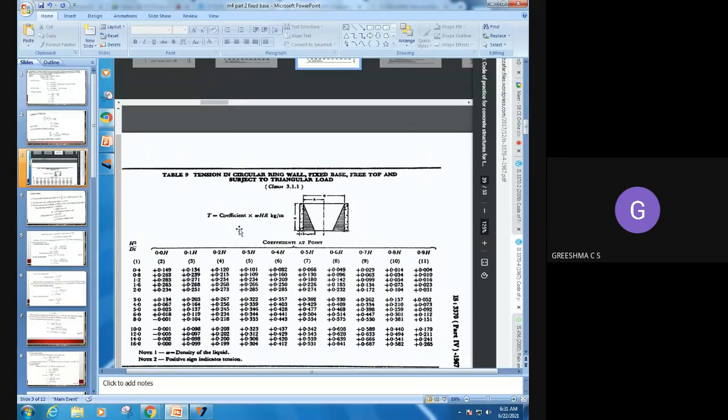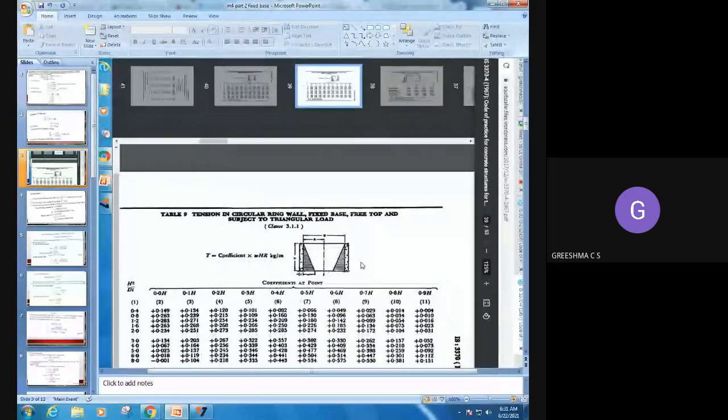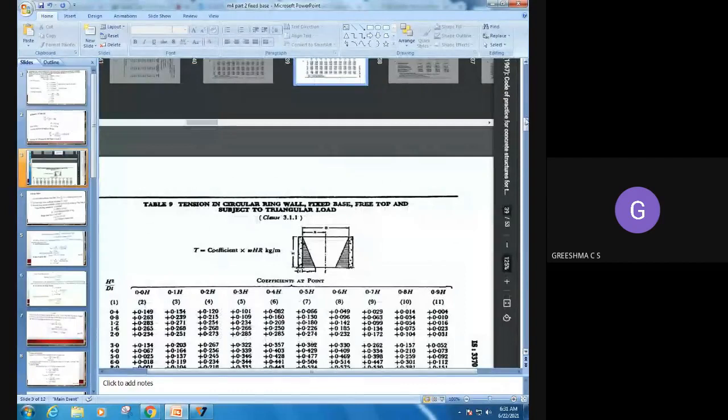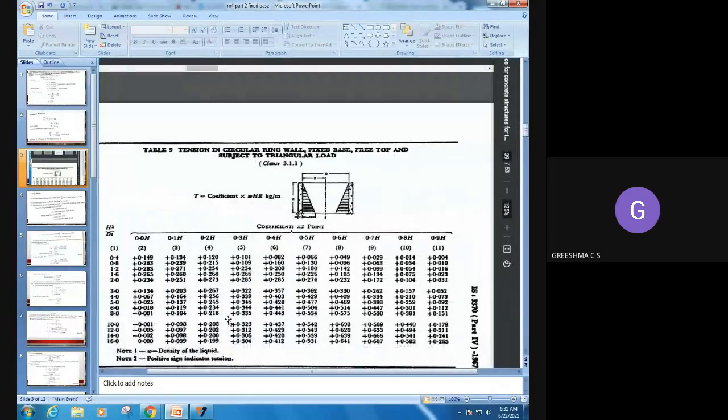So I think this is not visible to you. So here table 9 is about tension in the circular water tank. Here they are giving you the maximum tension coefficient. Table 9 is about tension. So from this table you will get the maximum tension coefficient.